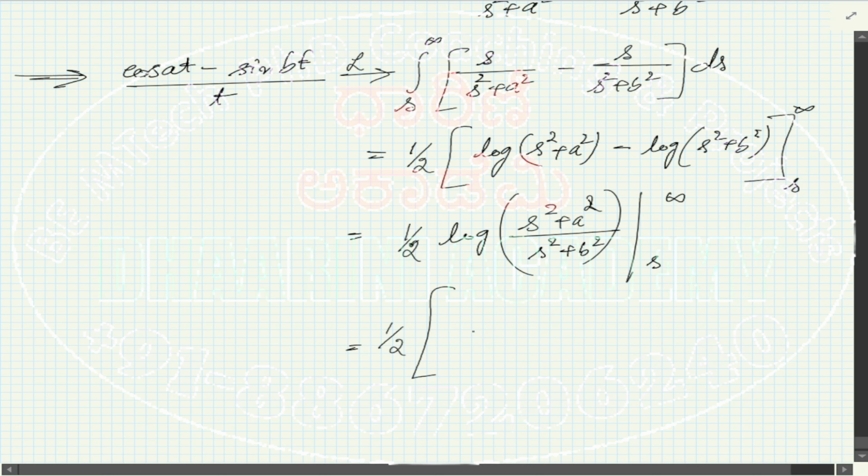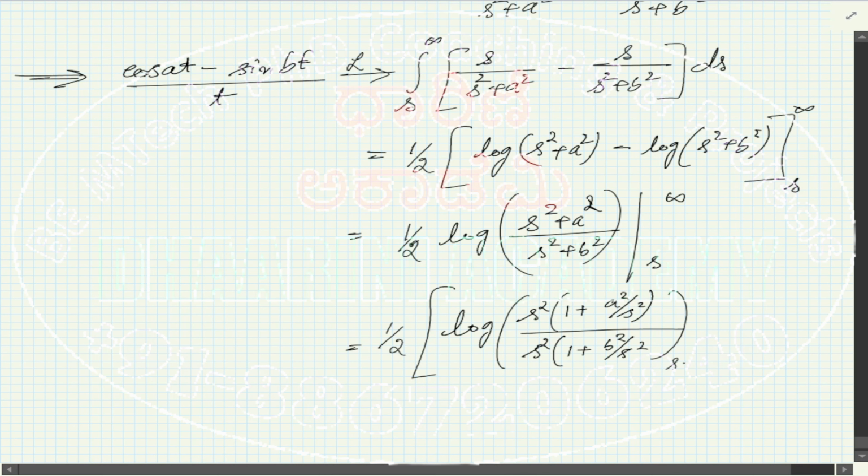So for that reason, I'm going to make a small modification. Take s square outside. So this is 1 plus a square by s square whole divided by, take s square common in the denominator, this also becomes 1 plus b square by s square. To this I can put s equal to infinity, minus the next term, that is log of, put s to s, it means it remains as it is, s square plus a square by s square plus b square.